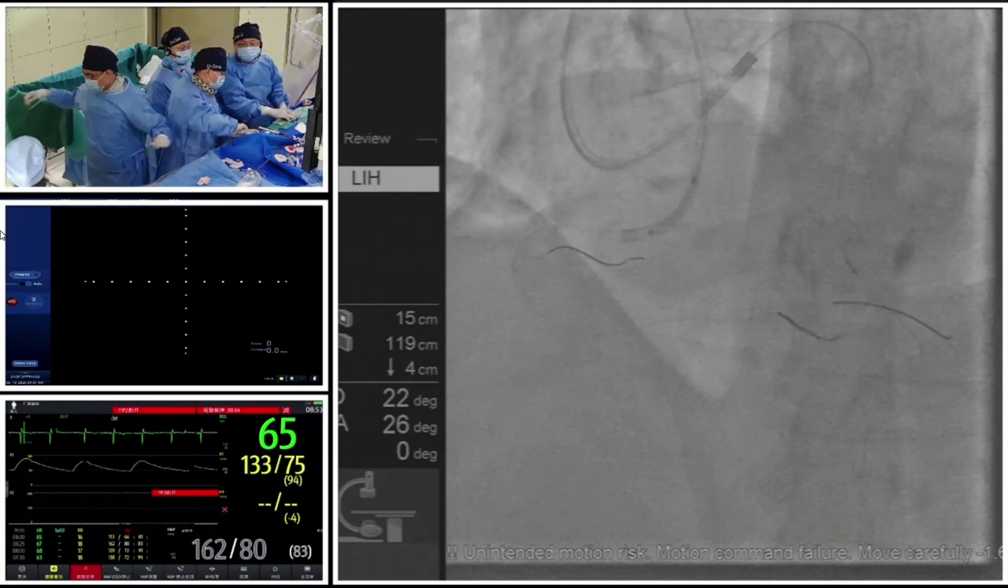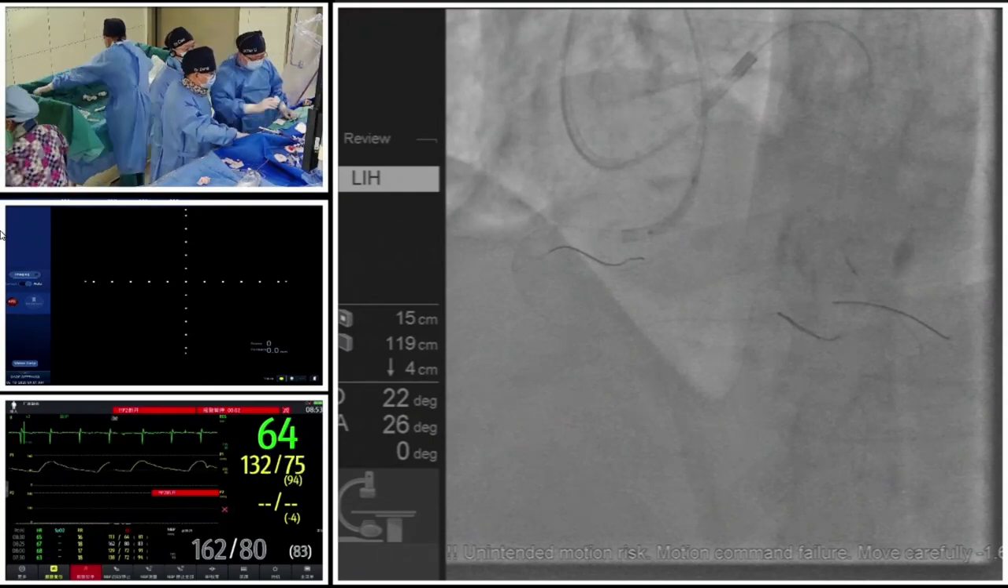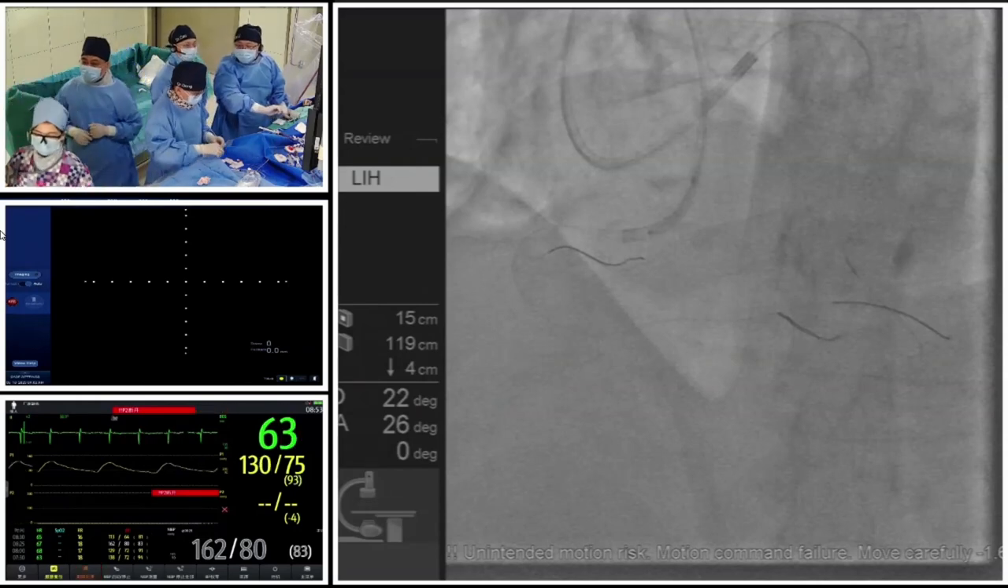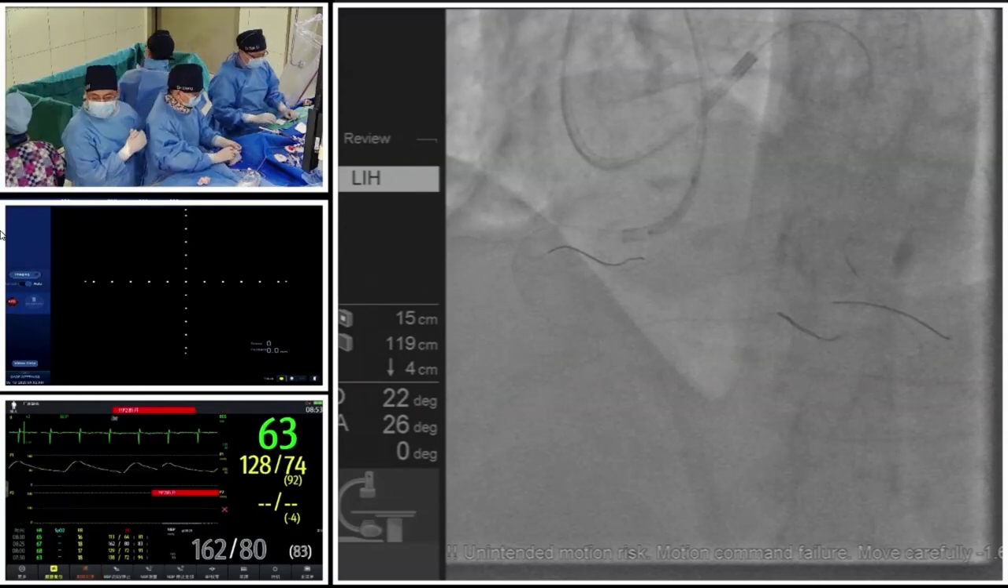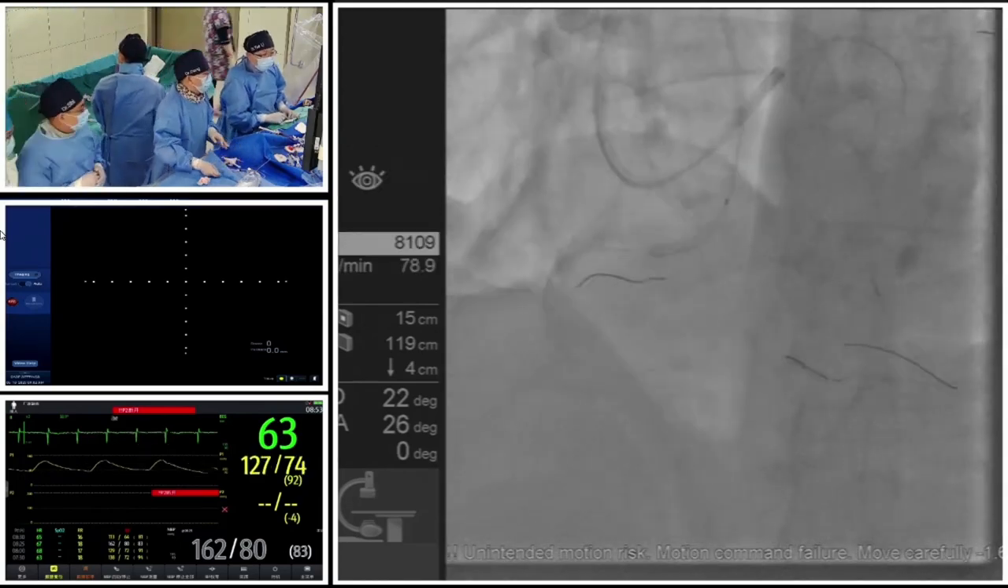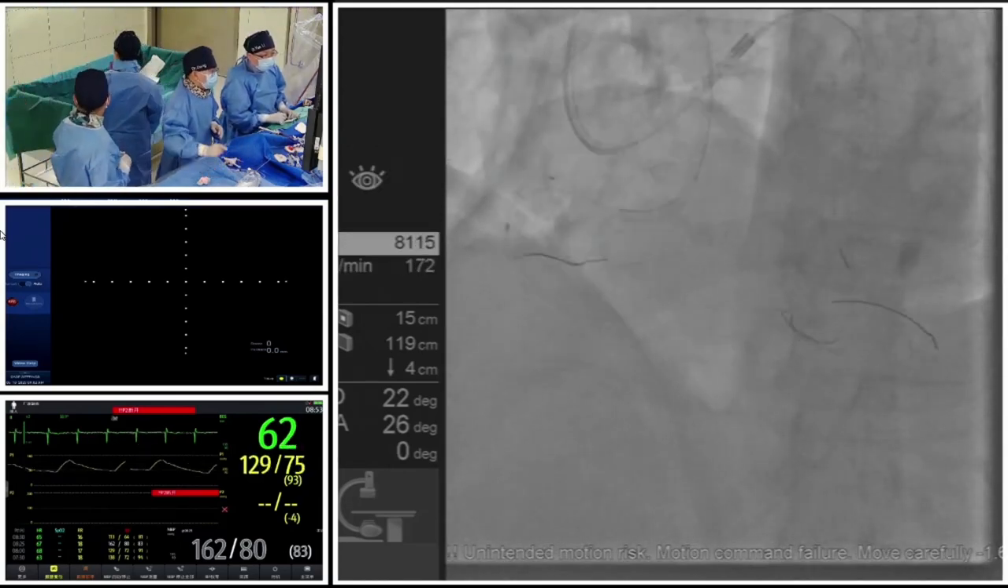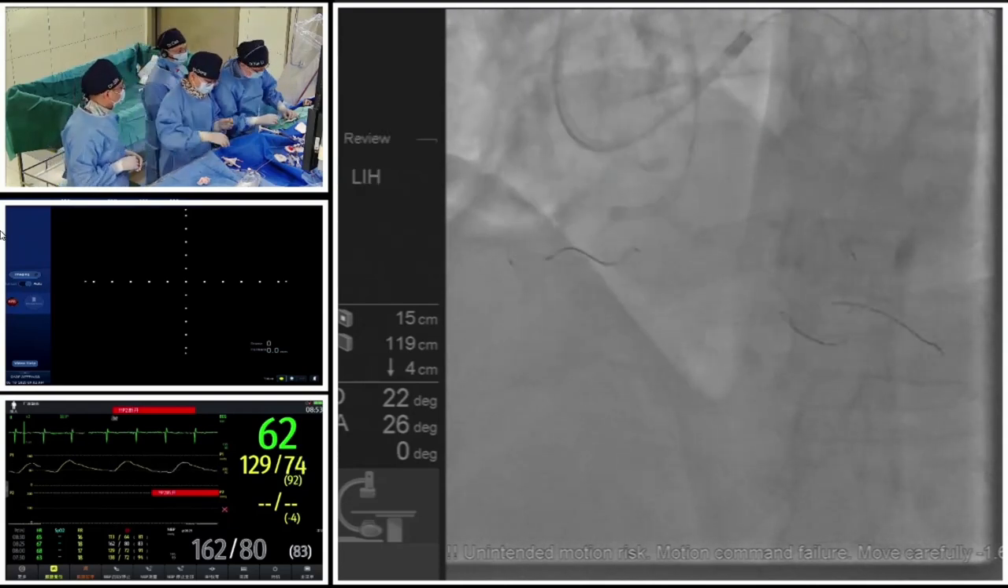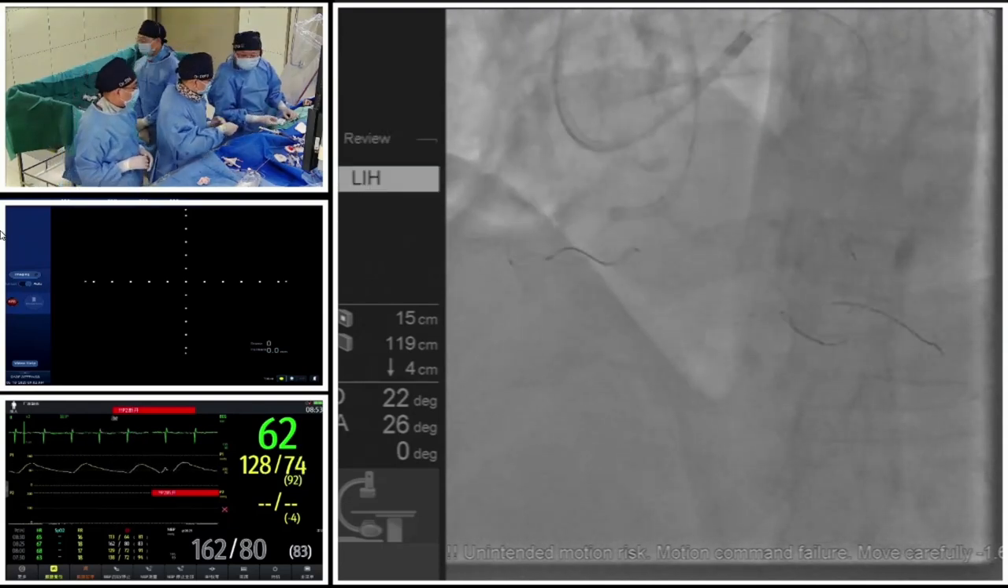I think you could move on to the next slide. Okay, so I think we have finished 80% of the case. We go into the distal true lumen. So maybe we switch to the next case, or maybe later we come back to see the final result of the case.